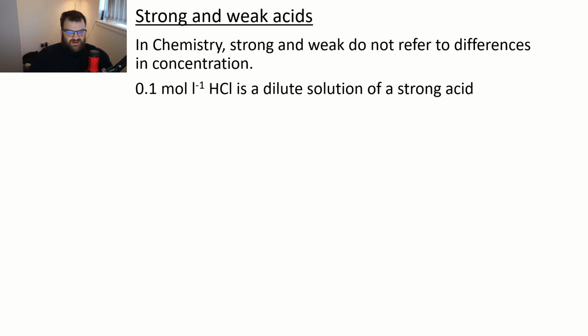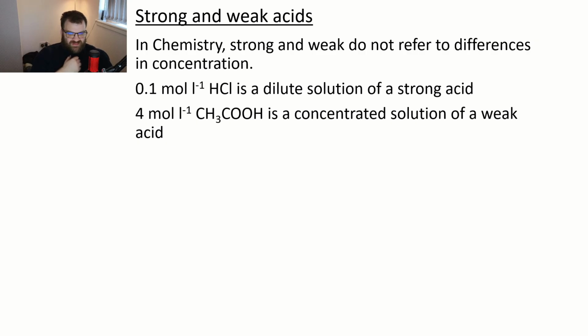If we're describing their concentration, dilute and concentrated would be the terms that I would want to use for those. So 0.1 is dilute, 4 moles per litre is concentrated, but hydrochloric acid is a strong acid, and ethanoic acid would be a weak acid.